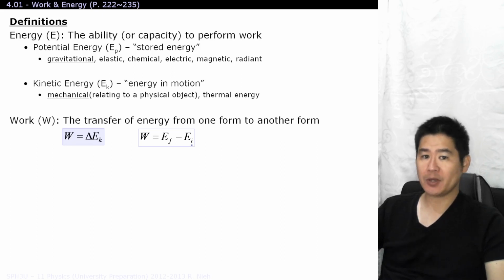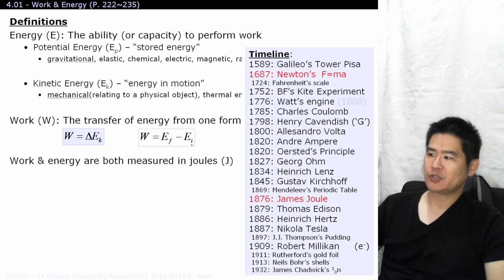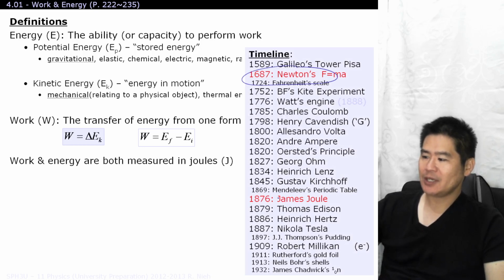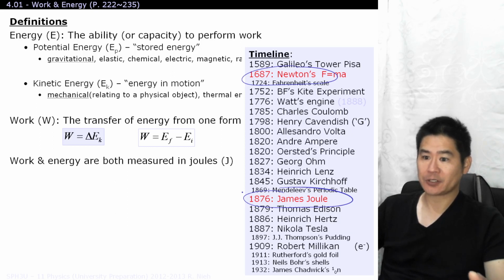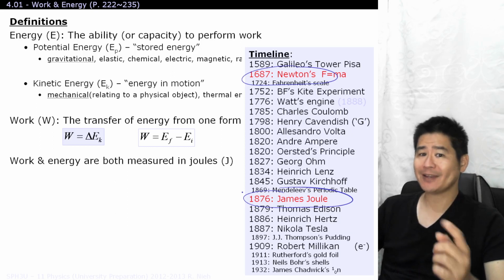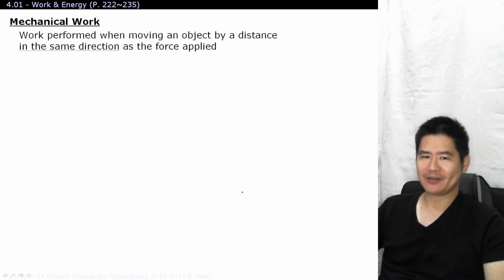Both work and energy are measured in a unit called joules, named in honor of James Prescott Joule, a scientist who worked in the study of energy, more specifically thermal energy, about 200 years after Sir Isaac Newton. What I'm trying to point out is that Isaac Newton had no idea about this notion of energy. He had his own version of it, which he called momentum, which is the quantity of objects that are in motion, and it's a vector quantity. All right, but more on that next year. As for now, let's focus on mechanical energy.